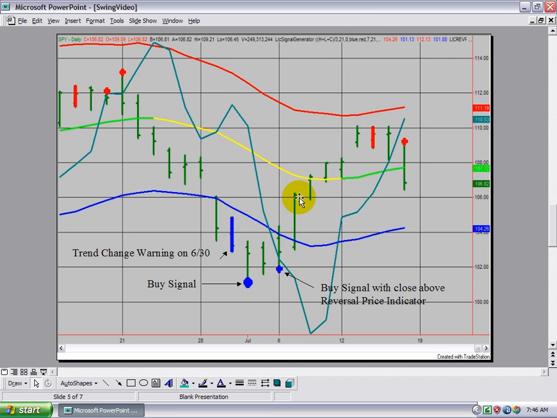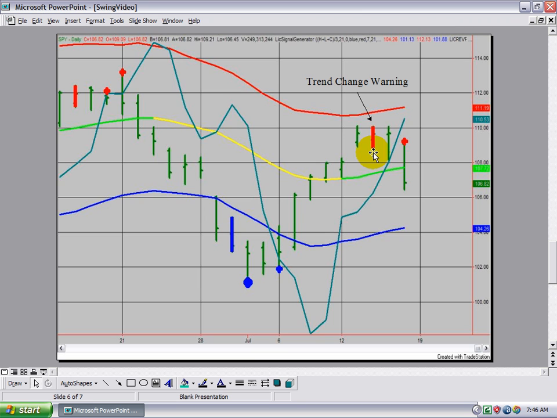It's been a good day. The advance continues for the next 4 days, giving us ample opportunity to capture a profit. On July 14th, we get another trend change warning, and if we have not exited the long trade yet, we can tighten our stops and prepare for another shorting opportunity.